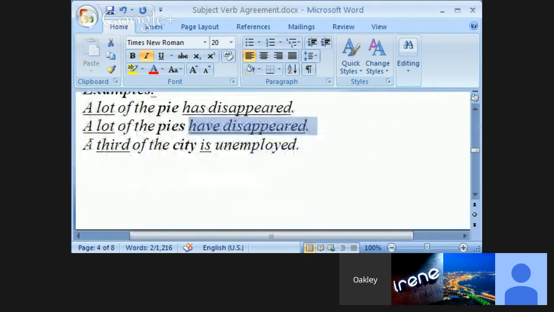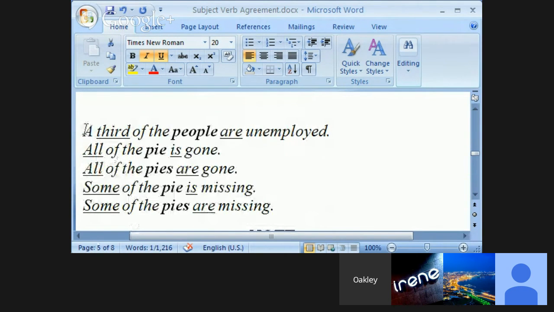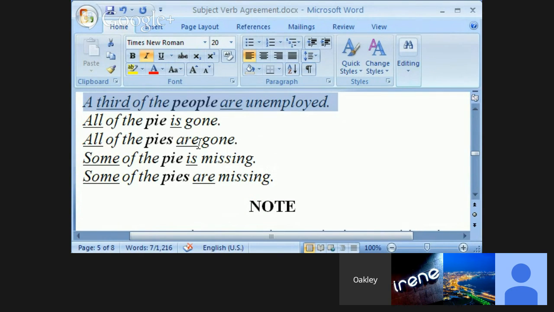Of course, there are many other quantifiers. A third of the city is unemployed. The city is unemployed. So be careful when you're starting sentences with quantifiers, because they could go either way. A third of the people are unemployed. All of the pie is gone. All of the pies are gone. Some of the pie is missing. Some of the pies are missing. All right. So I think you can see this is fairly consistent.